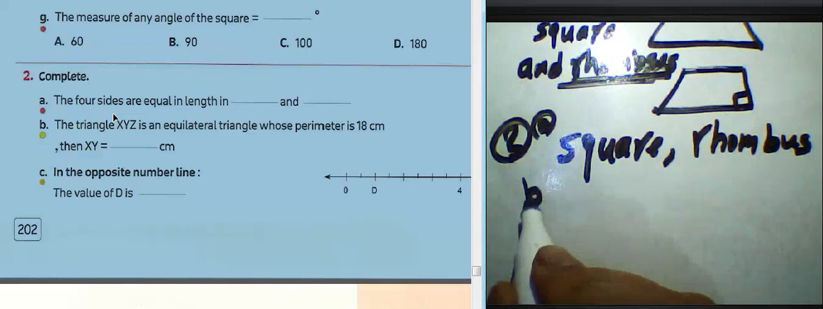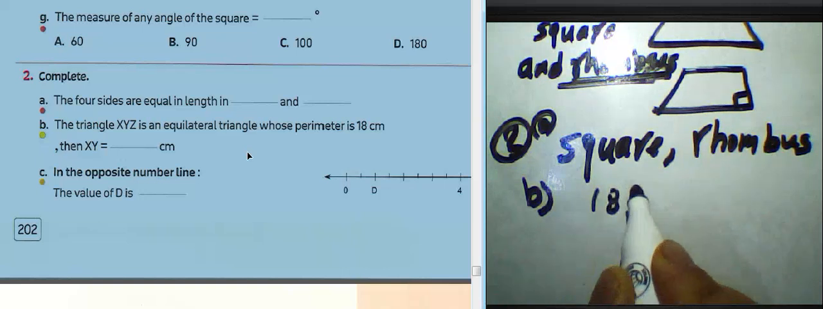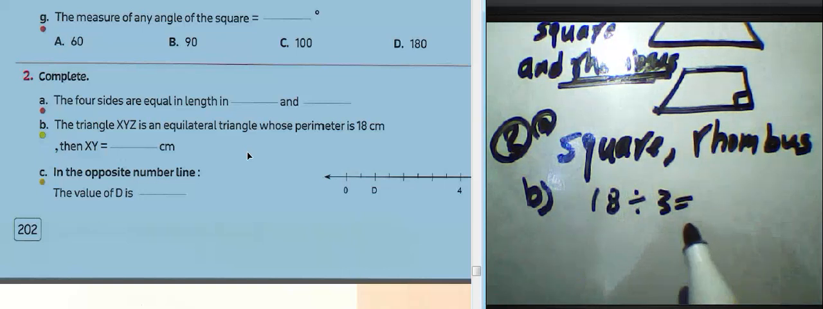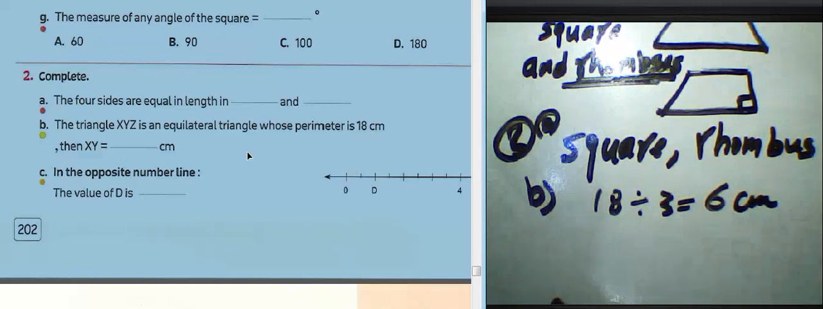Question letter B. The triangle XYZ is an equilateral triangle whose perimeter is 18 centimeters. Then XY equals what? We can find the third length here. We divide by 3. 18 divided by 3 to find the length of one side. 18 divided by 3 equals 6. It will be 6 centimeters. So right here, 6 centimeters for XY.